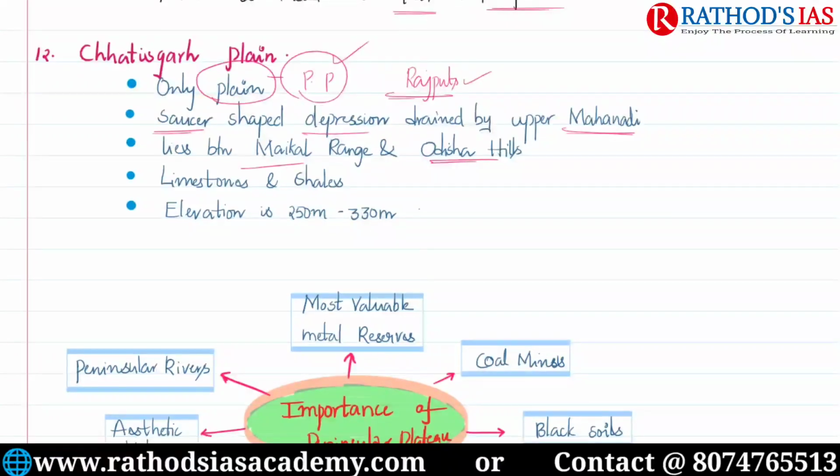And if you see here, one important thing is that the basin mainly has limestones as well as shales. So limestone and shales are present in these Chhattisgarh plains. And the general elevation of this plain is 250 meters to 330 meters. So these are some important facts that you need to know regarding these minor plateaus.